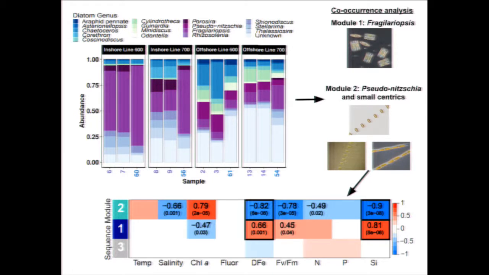On the bottom, we have a heat map showing how these two different groups are correlating with the different environmental traits that we found in the 2016 cruise specifically. I have the rest of the data on my poster. But for example, module 1 is positively correlated with dissolved iron and silica concentrations. Module 2 is negatively correlated with dissolved iron and silica concentrations. From this, we can think about how these different diatom groups are affecting biogeochemical cycling. If you want to hear a little bit more about my speculations on that, please come to my poster. Thank you.